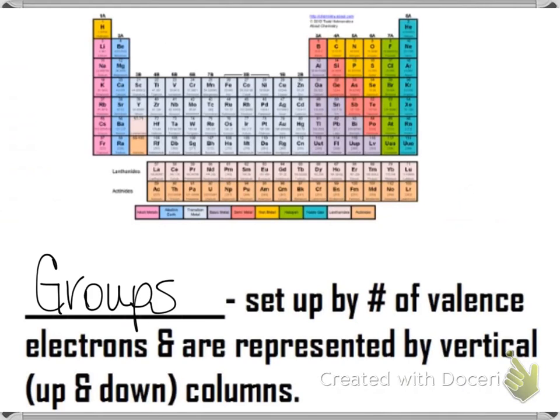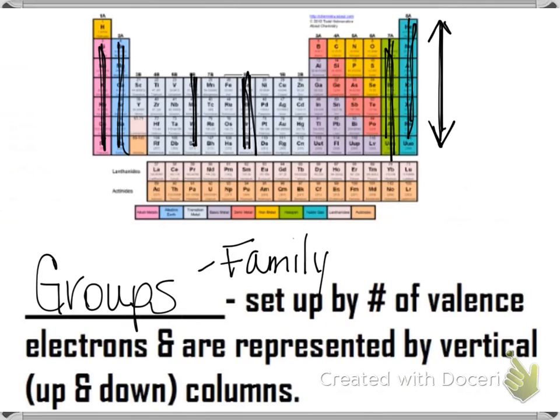Next we have groups. Groups are set up by the number of valence electrons and are represented by vertical, up and down columns. Also, they can be called families. Okay, and all the lines I've drawn here are to emphasize that groups go up and down, or in columns, if you want to say.